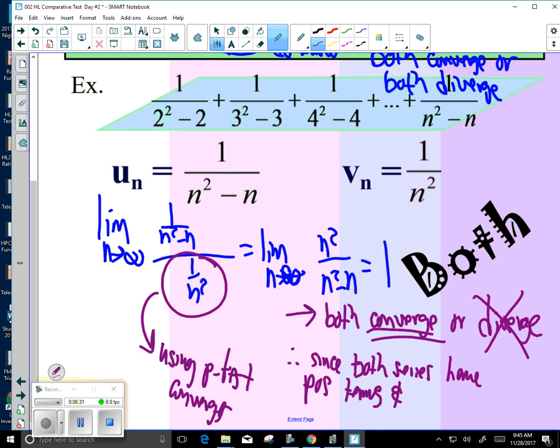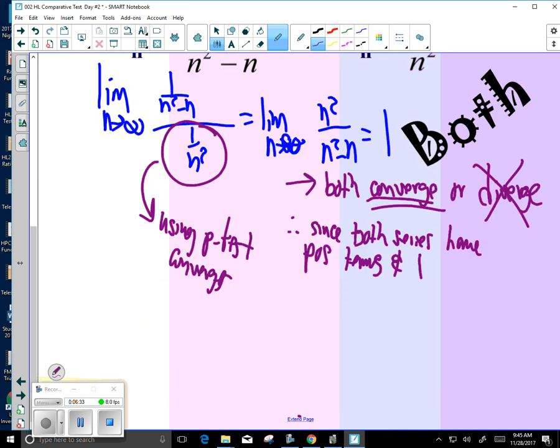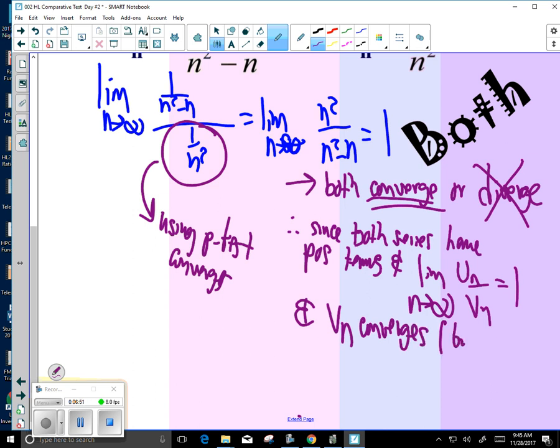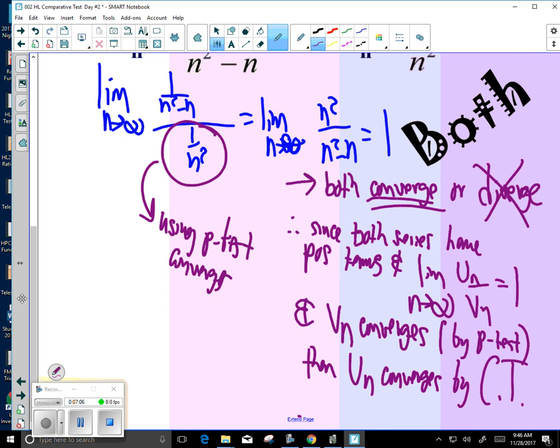and the limit, I'll move this up here so you can see, the limit as n approaches infinity of u of n over v of n is equal to 1, and v of n converges, if you want to say by p-test, then u of n converges by comparison test.